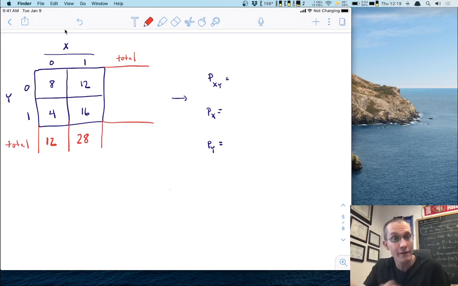We'll do the same thing for the y variable. How many people scored a 0? Well, 8 plus 12, which is 20. And how many scored a 1? 4 plus 16, which is also 20.